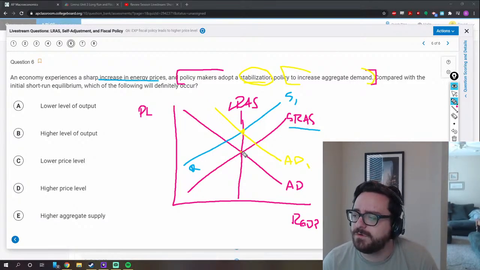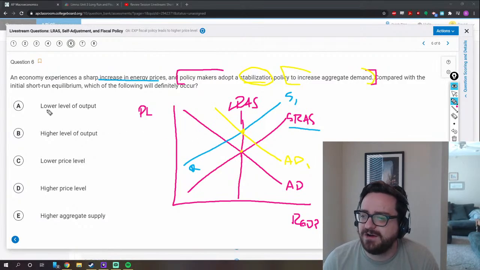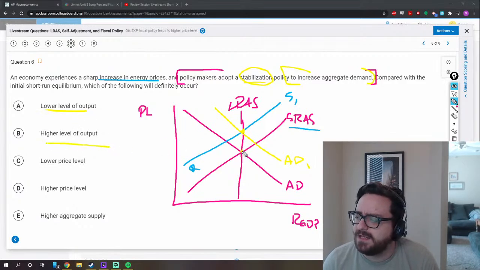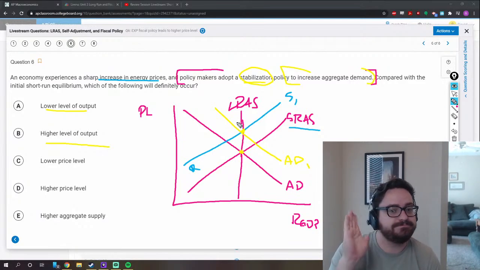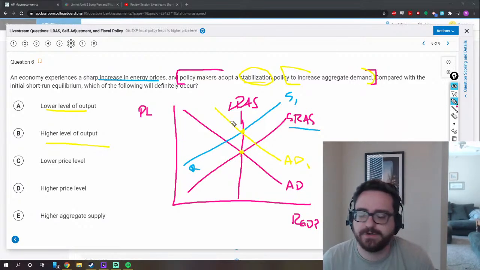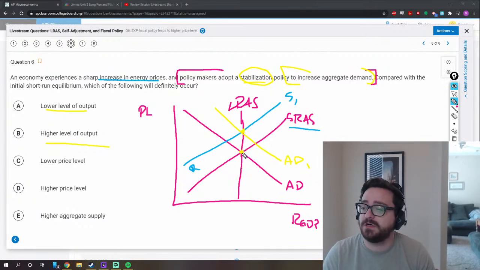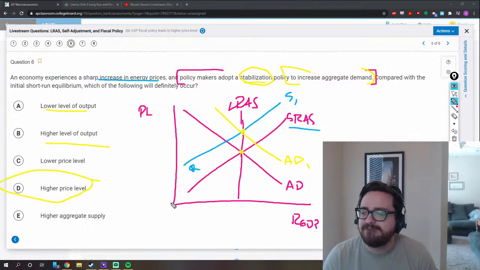Okay, compared to before, what's happening? Do I have a higher or lower level of output? It looks like my level of output stayed the same. Technically, it's indeterminate. So I don't know what happens to it. But compared to where I started, where I finished, looks like it's the same. My price level, though, for sure higher.